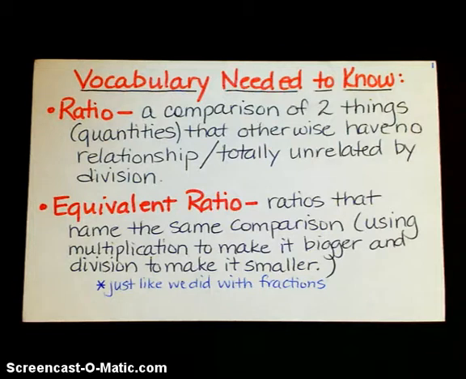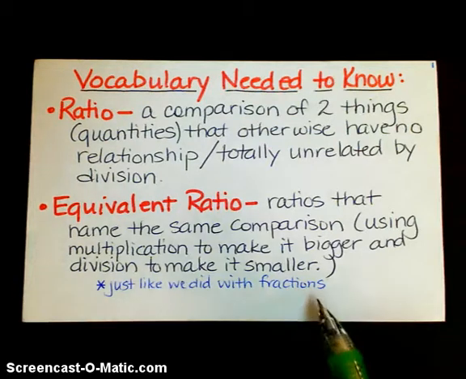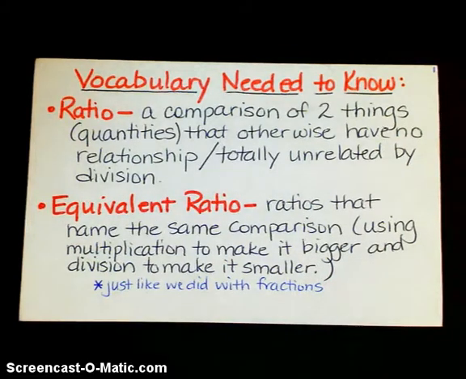An equivalent ratio is just like what we did with fractions. They are 2 ratios that name the exact same comparison. One is equal to the other. And we either use multiplication to make it bigger, or we use division to make it smaller.